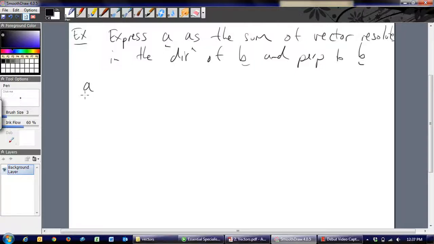And I'm just going to make something up. Hopefully it doesn't get too horrible. A being equal to I minus J plus 2K, and B being equal to 2I plus J. So there's my two vectors. Let's go. So firstly, I'll just break it up.